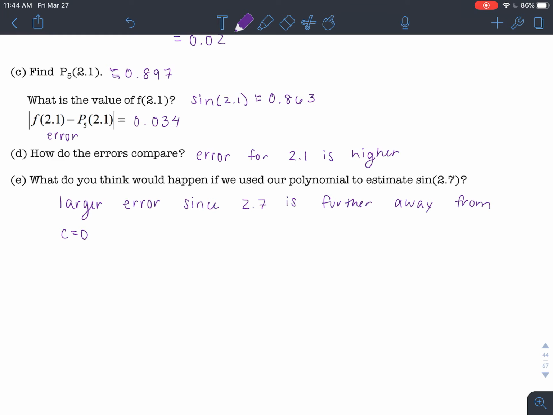From c equaling 0, right? So we're centering this approximation around x equaling 0, c equaling 0. So really close to 0, our approximations are going to be very tight, but as we move further away, we're going to get larger and larger errors.